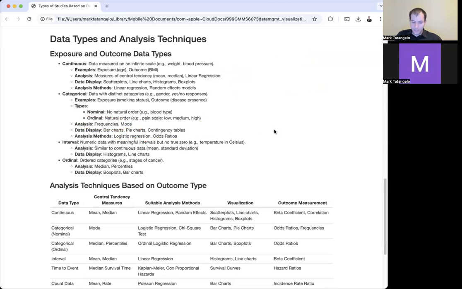Then there's interval data. So there's numeric data with meaningful intervals but no true zero, like temperature in Celsius. So interval can be like a Likert scale from like 1 to 3, 4 to 6, for example. Those are interval data. You can use histograms or line charts to graph interval data. And the final kind of data is ordinal, so that's ordered categories. So for example, stages of cancer, you can use median percentiles, box plots, or bar charts.